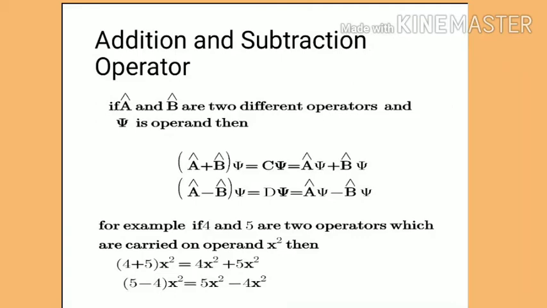And another example, A cap minus B cap, in parentheses, applied on psi, will be equal to A cap psi minus B cap psi. We can understand it with the help of an example. 4 plus 5: 4 and 5 are two different operators, and if the 4 plus 5 operator is applied on the function x square, then we get the result 4x square plus 5x square. Another example is 5 minus 4 applied on x square, we get the result 5x square minus 4x square.